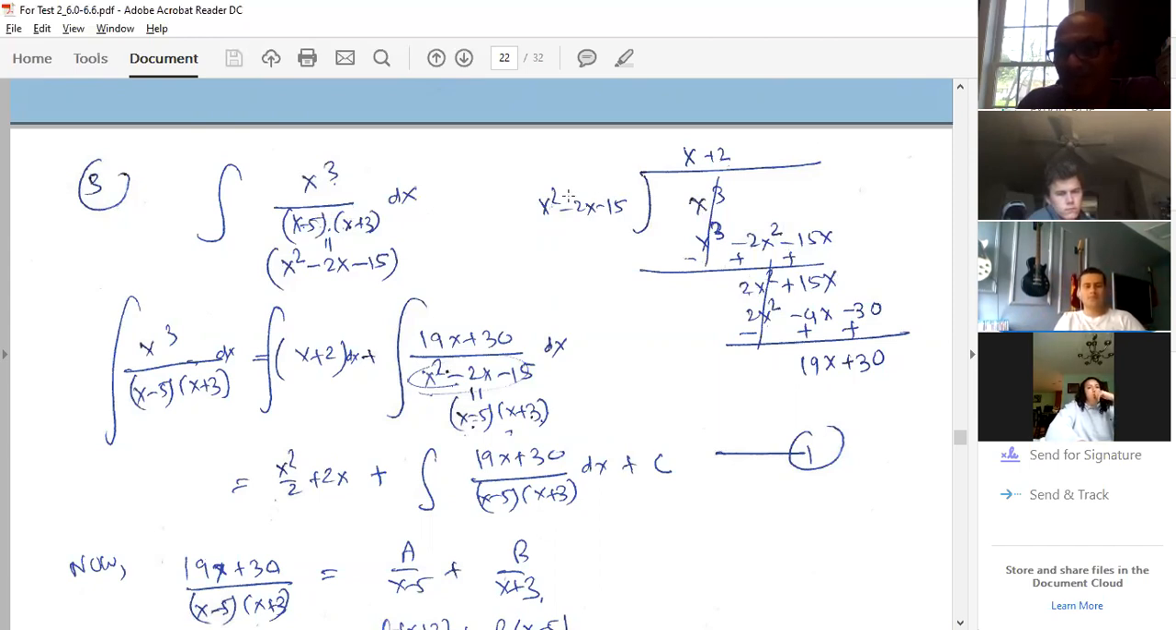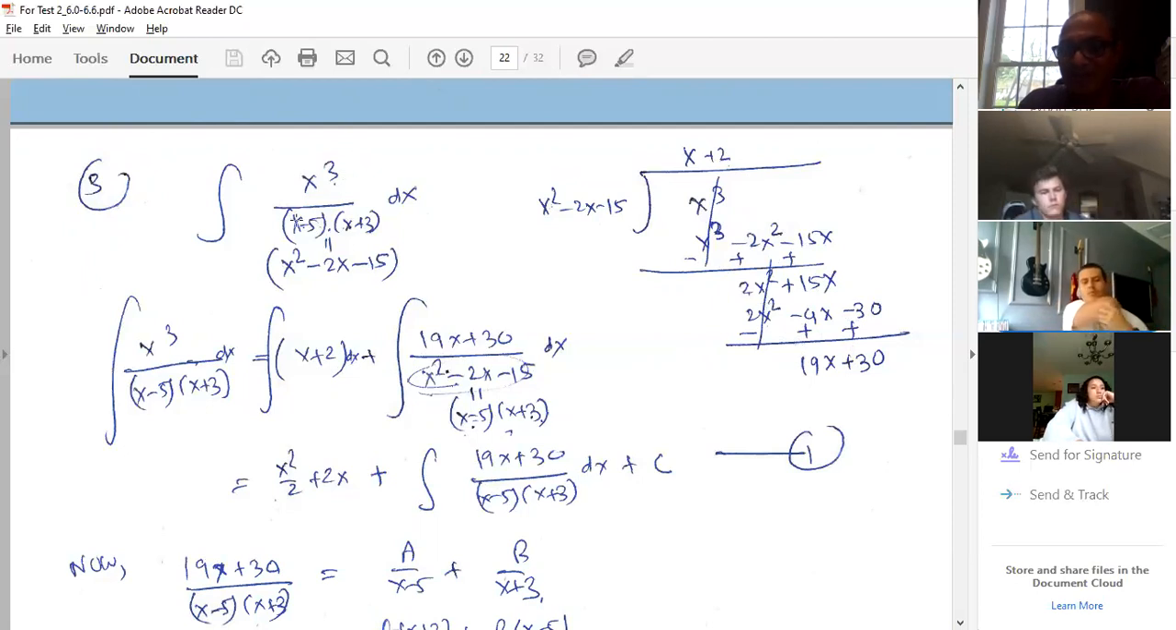Now 2x squared plus 15x, already I'm having x squared, so let me just multiply it by plus 2. So I'm getting 2x squared minus 4x minus 30. I want to cancel this one, so let me just change the signs throughout, minus, plus, plus, this will get canceled out. 15 plus 4 is 19 and 30 plus 30 is 60, my remainder; my quotient.